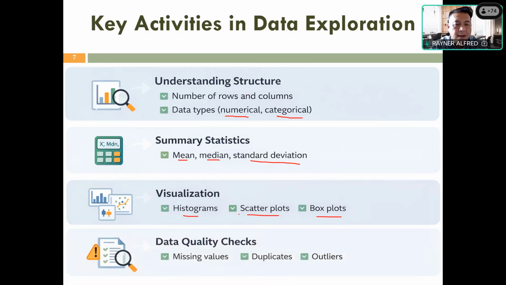And lastly, we can check for missing values, duplication of data, and outliers. So these are the key activities in data exploration. When you look at the data, you should be looking at all those methods that you can use for trying to understand your data.